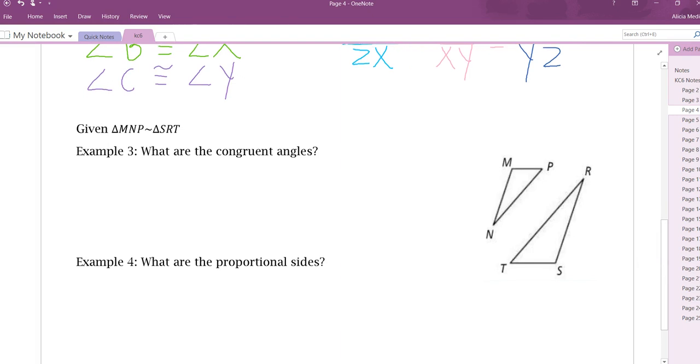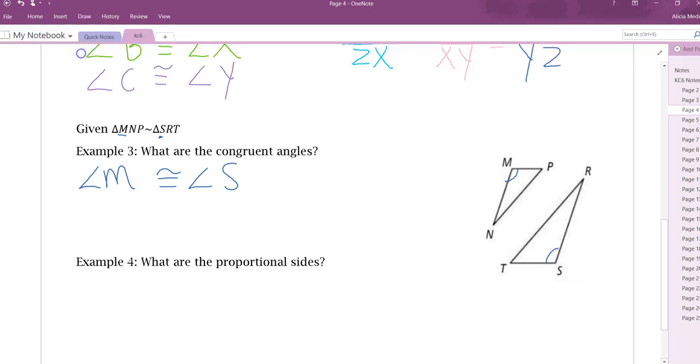So our similarity statement, we have triangle MNP is similar to triangle SRT. So first thing is, what are the congruent angles? I'm going to look at that first letter, angle M. So I'm looking at angle M, and that would be this angle right here. Angle M is congruent to the first letter of the second statement, so that would have to be equal to angle S. So angle S is over here.